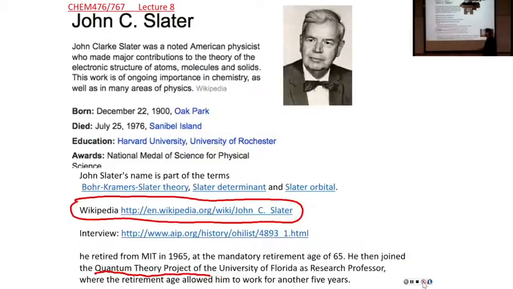So here is John Slater, who did several contributions, and I know why David declined to travel to Sanibel Island this year. He probably got scared to die there. No, there is nothing scary there. You were there. I was there, yeah.